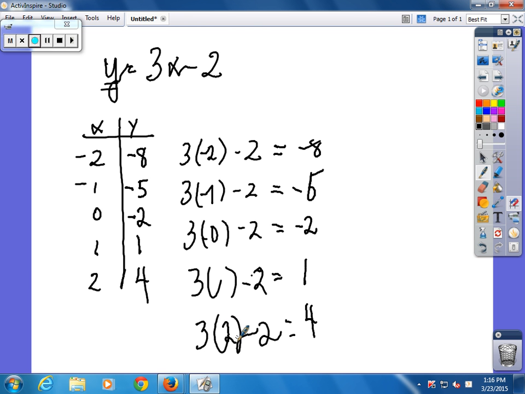And then you plot those points. -2, -8. -1, -5. 0, -2. 1, +1. And 2, 4.